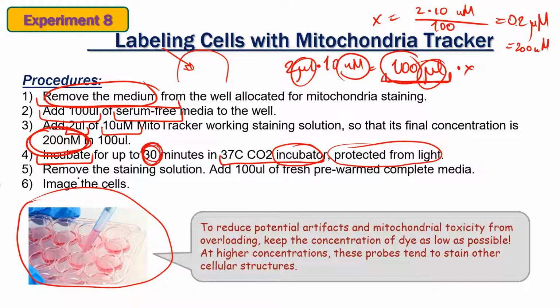Okay, so after 30 minutes, you're going to remove the staining solution. And instead of the staining solution, you're going to add complete medium, the same amount. And after that, you're good to image your cells.